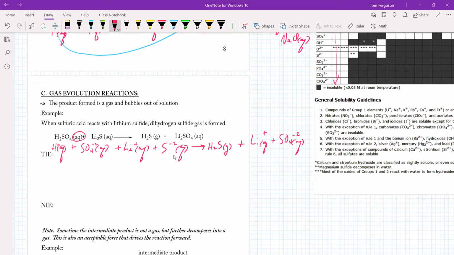Okay. So what is the net? I'm going to be detailing tomorrow this TIE, the total ionic equation, in lots of detail. Okay, so let's talk about the net. What happened? Well, we've got a gas formed. Okay, and what was involved in making that gas? Well, we had H pluses and we had sulfides.